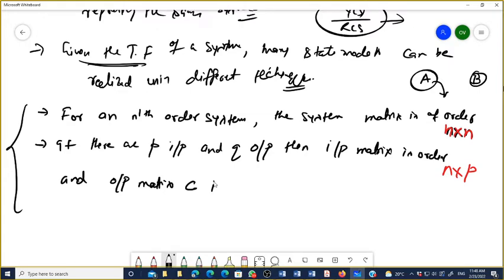Output C matrix का ऑर्डर Q cross N. Q cross N, very good. ठीक है, n cross n ये हो गया, n cross p, this is the Q cross n, very good.